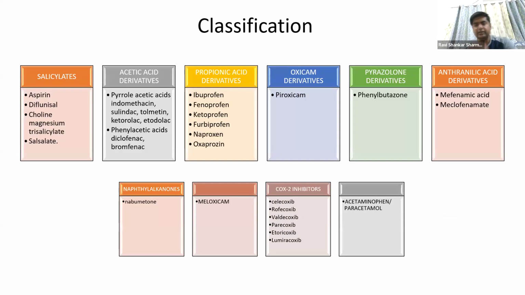Okay. So this is a table just for the sake of information. In the MCQ, one question is asked: which one is a propionic acid derivative or which one is an acetic acid derivative? So just remember the mnemonic FINK, F-I-N-K: flurbiprofen, ibuprofen, ketoprofen, and naproxen. These are propionic acid derivatives. Apart from these, everything is an acetic acid derivative. Okay. You just need to remember that.